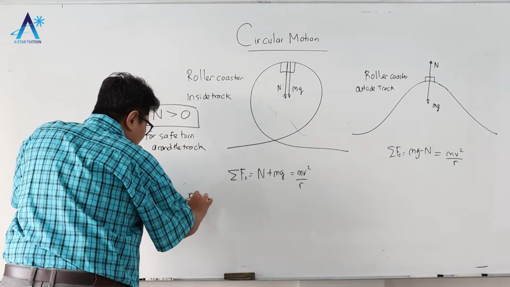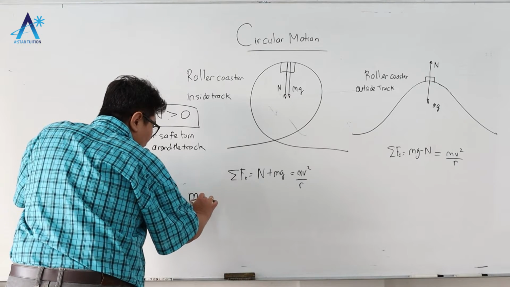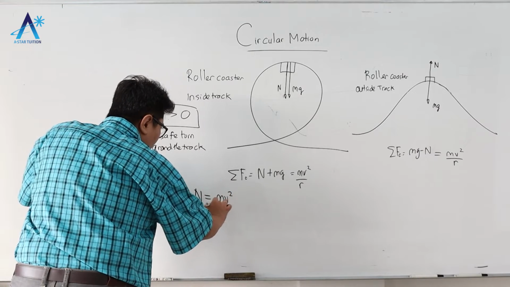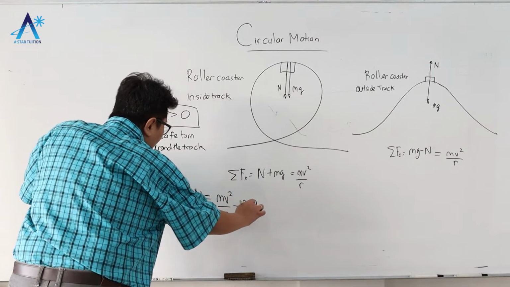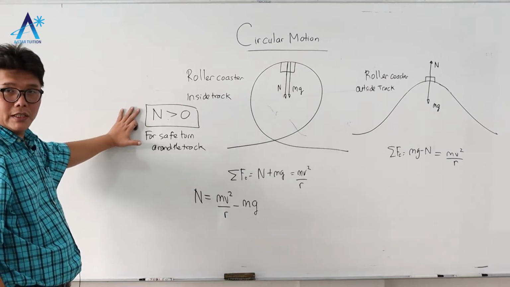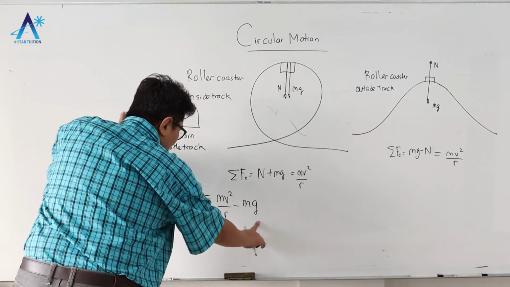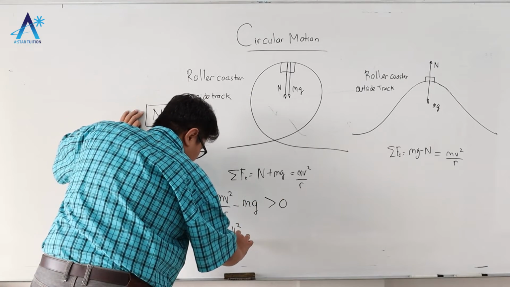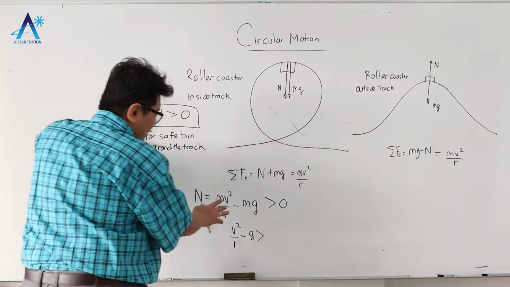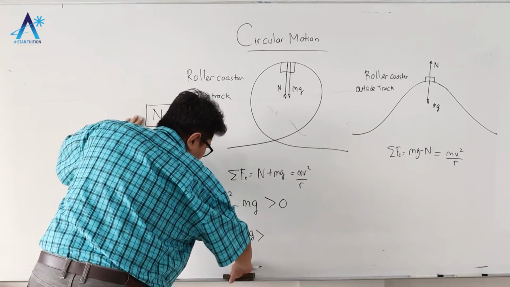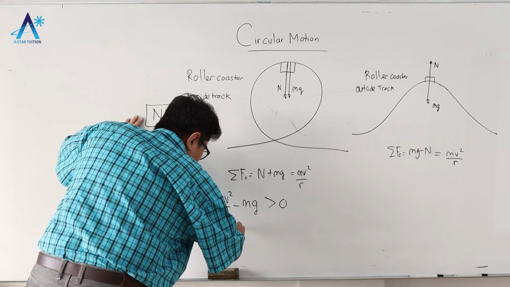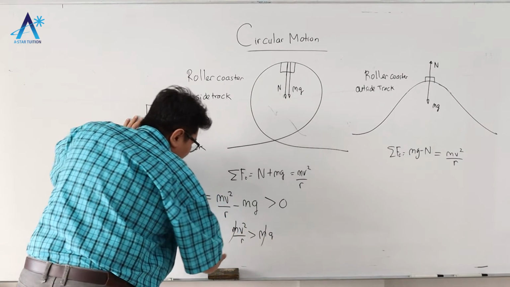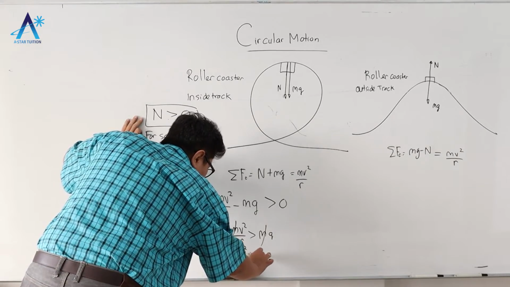So then we can write down N equal to mv squared over r minus mg, and N must be greater than 0. So v squared over r minus g, I can just get rid of the mass, because, let me just move mg to the other side, and then cancel m. So v squared is greater than gr.